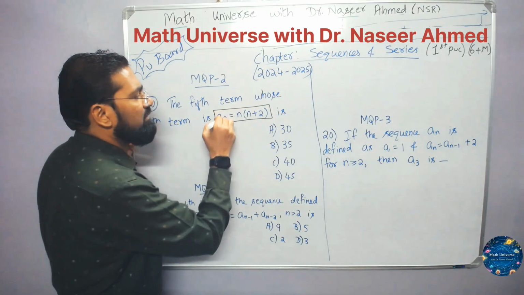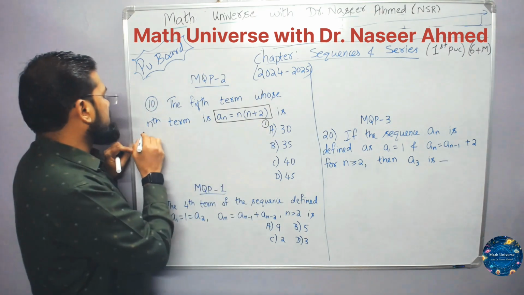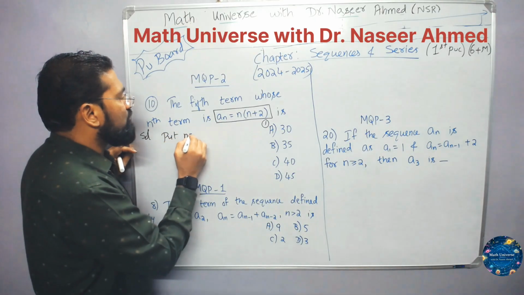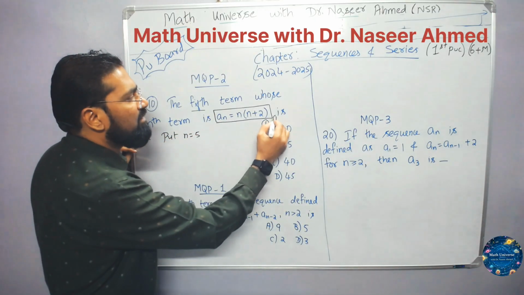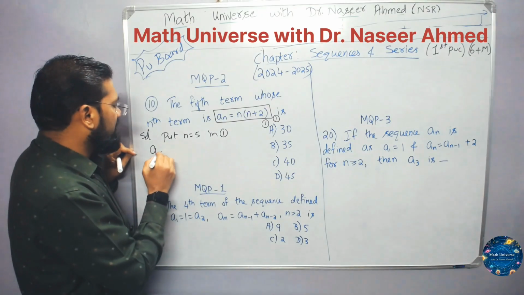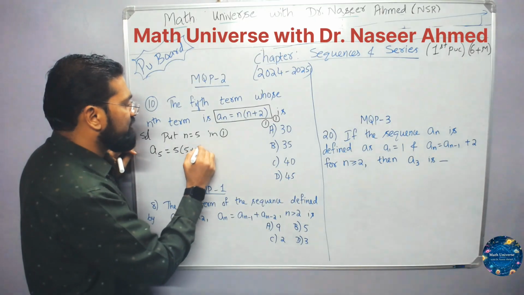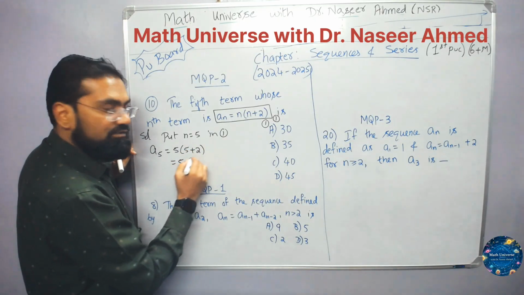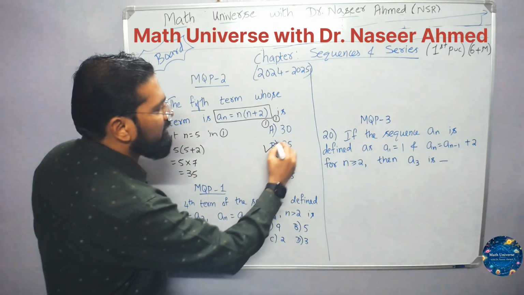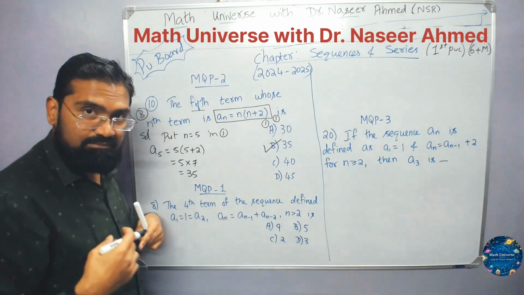Now, the question asks for the 5th term, where an stands for the nth term. Just now we discussed the concept. We want the 5th term. So if I take this as equation number 1, since the question asks for the 5th term, put n equal to 5 in this equation. Then we have a5 equal to 5 times (5 plus 2). So 5 into 7, 5 sevens are 35. 35, option W is correct. Very easily we can get 1 mark.